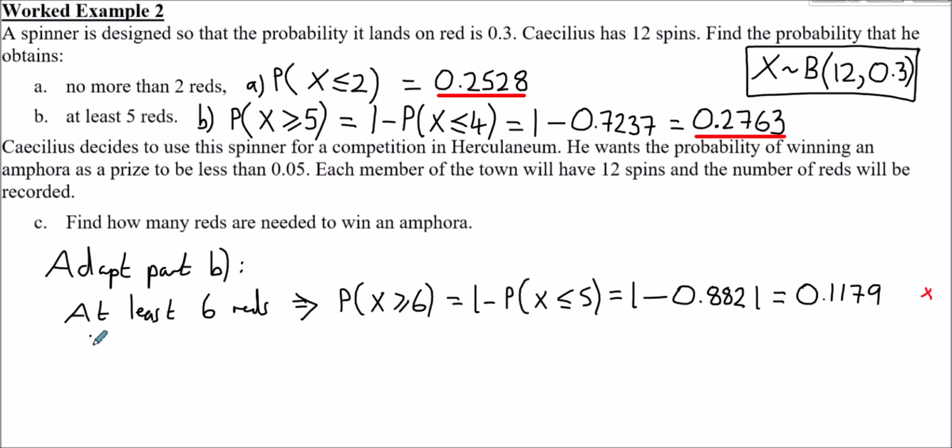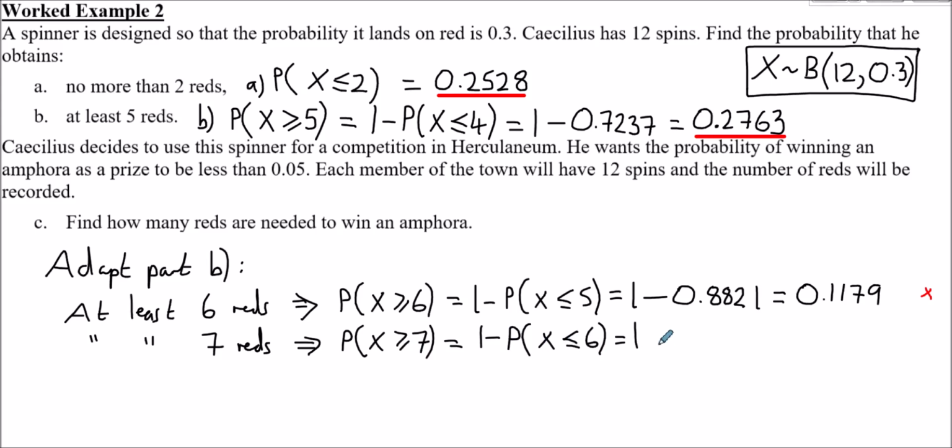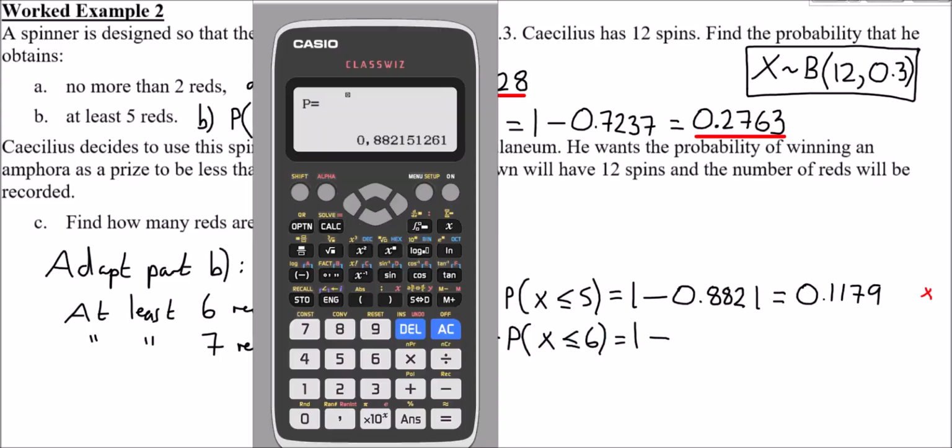Let's try and narrow for at least 7 reds. Probability of 7 or more. That's the same as 1 minus the probability of 6 or less. So that's going to be 1 minus whatever this comes out to be. So press AC, change the 5 to a 6, leave all the other variables the same. And now, if you see here, we get 0.9614.